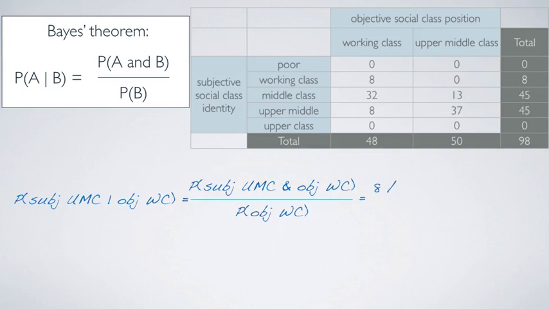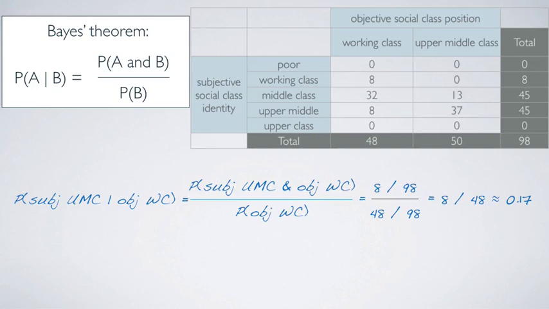The numerator is 8 out of 98. 8 students out of 98 total meet both criteria. And the denominator is 48 out of 98. 48 out of 98 students are working class based on their objective categorization, which gets us to the same answer, the 17%. So the formula, the Bayes' theorem here, is a bit of an overkill. We already arrived at this answer earlier by simply reasoning through the table.